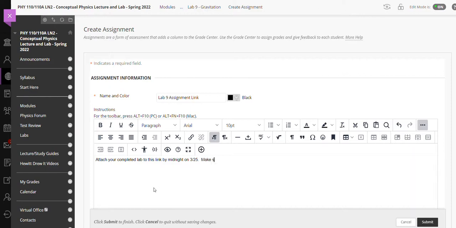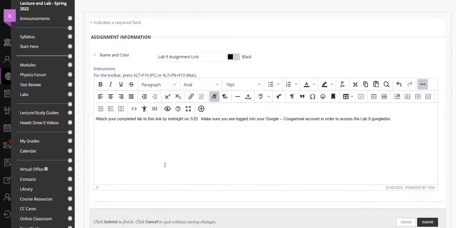And make sure you are logged into your Google Cougar mail account in order to access the Lab 9 Google Doc. So you're just going to submit that here this day.